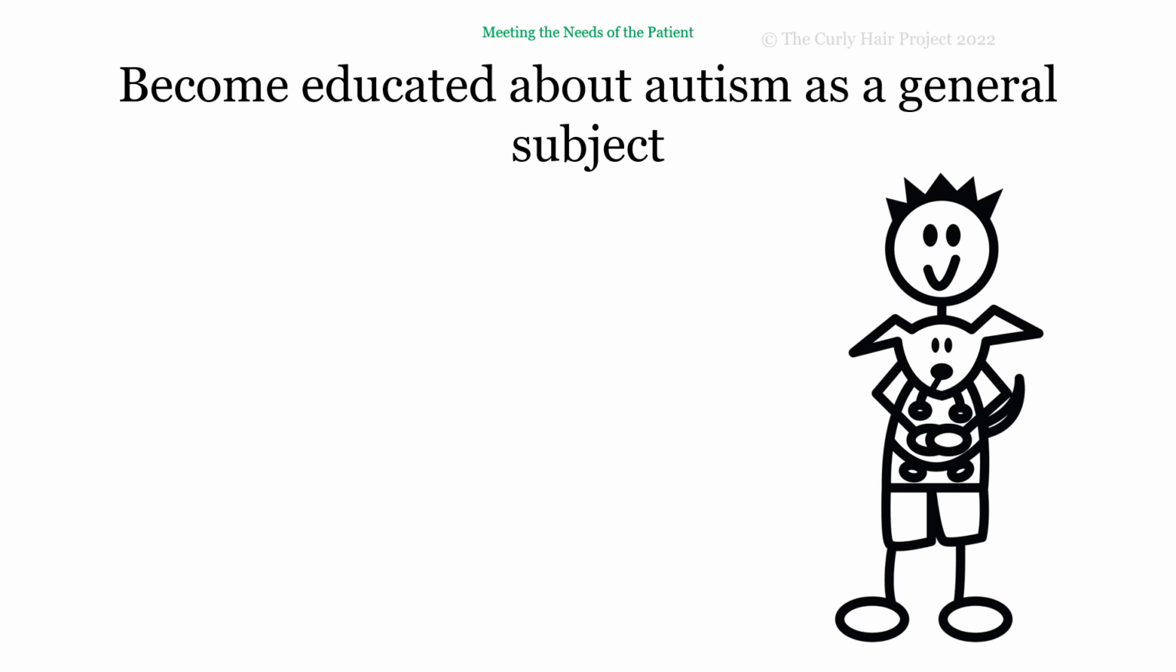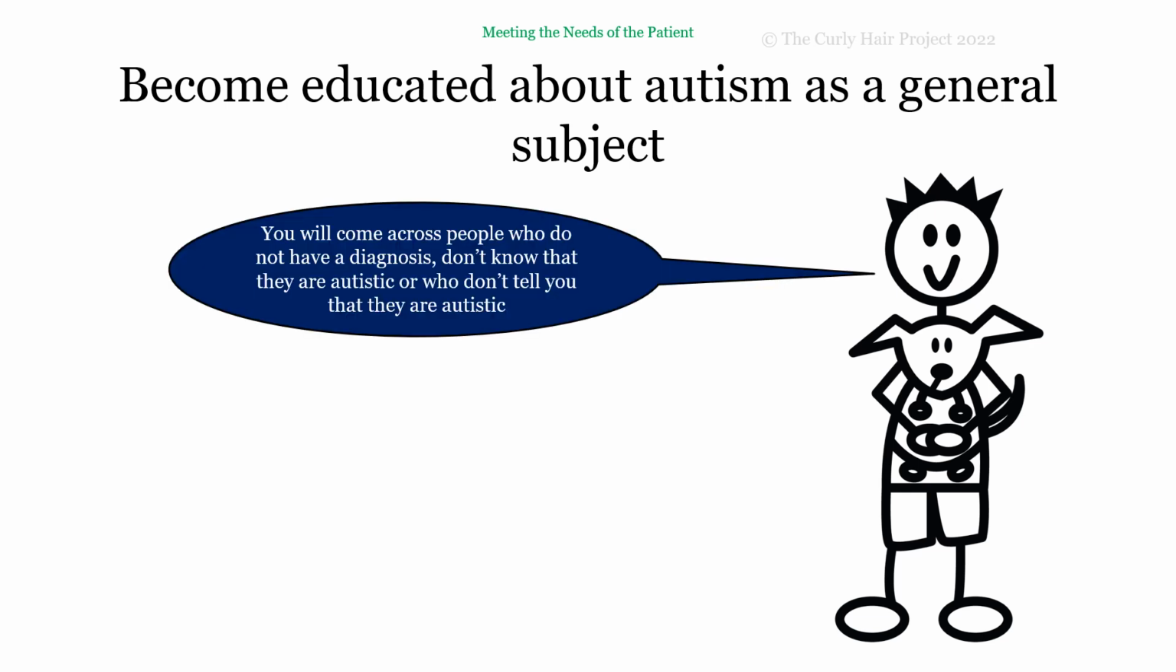The first thing required to be able to meet an autistic person's needs is to become educated about autism as a general subject. And by taking this course, you are doing exactly that, so well done. Be aware that in your work you will come across people who are autistic but don't have a diagnosis of autism, or people who themselves don't recognize that they are autistic, or people who just don't tell you that they are autistic.